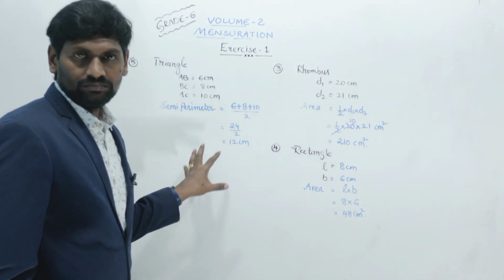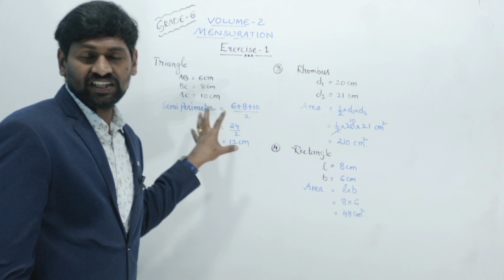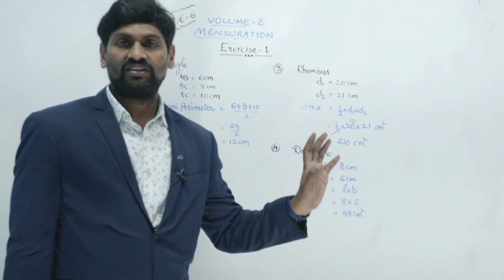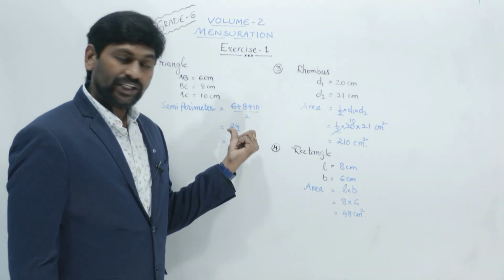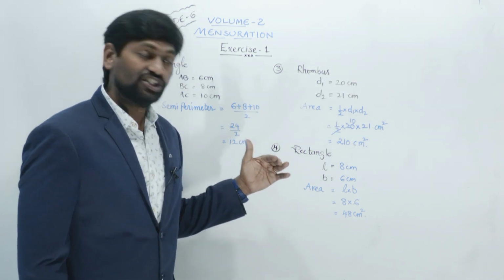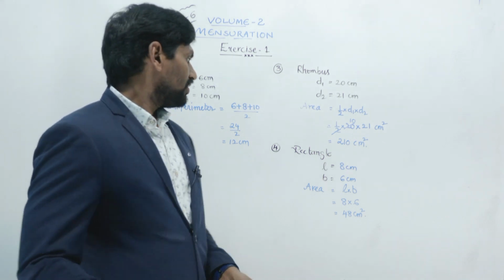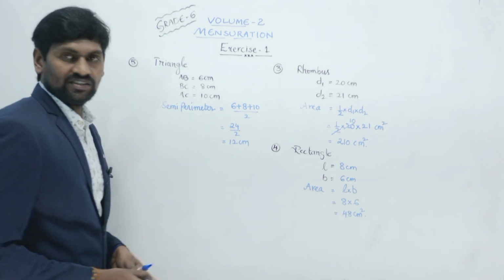Clear? So three sides are given, and we are simply asked to find the semi-perimeter. Semi-perimeter means half of the perimeter. I found the perimeter, I got 24, and half of it is 12 centimeters. Okay? Now let us go to problem number 6.